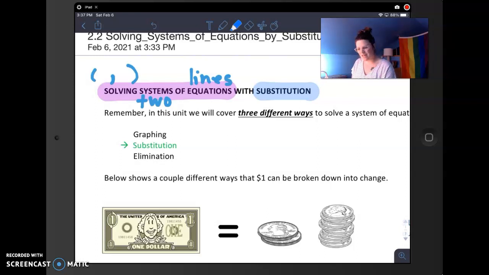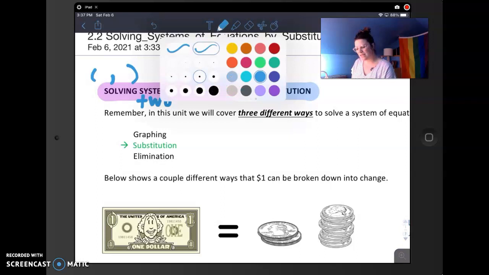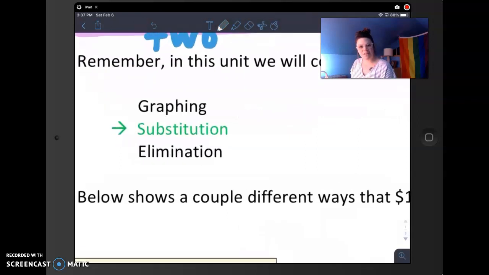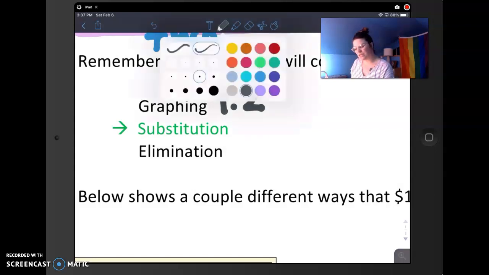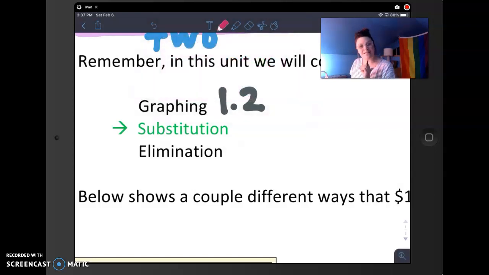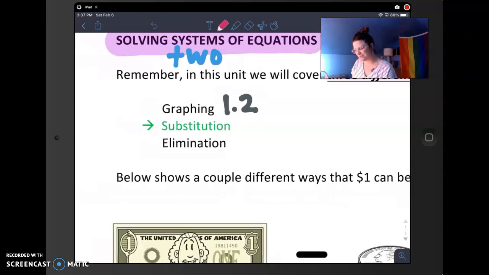So again, let's read through what we have here. We have graphing. That's what we did in lesson 1.2. Same idea, different strategy. Graphing is visual. Now, substitution we are going to cover in this lesson and in the next lesson. There are 2 different kinds of substitution, so it takes a little bit longer for us to learn. Elimination we'll get to later, so just keep that in mind.